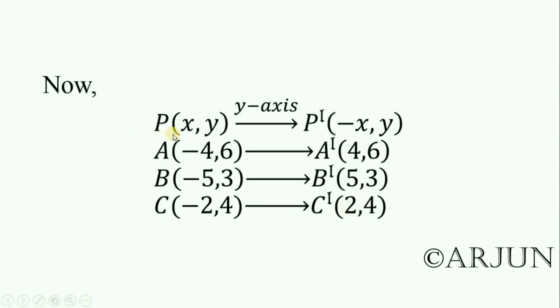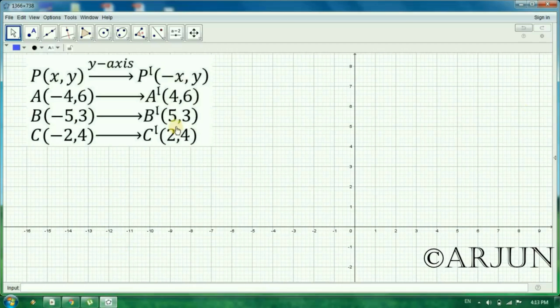Now, let's go to the graph. Here is our graph. Here A, B, C are the coordinates of triangle ABC, and A', B', C' are the coordinates of triangle A'B'C', where triangle A'B'C' is the image of triangle ABC. Okay, let's plot.